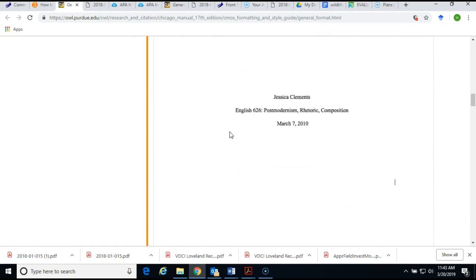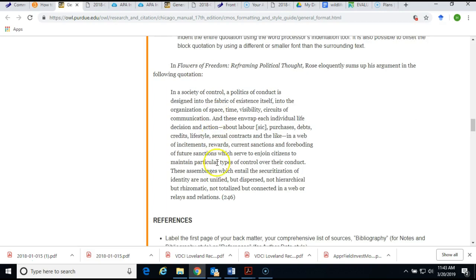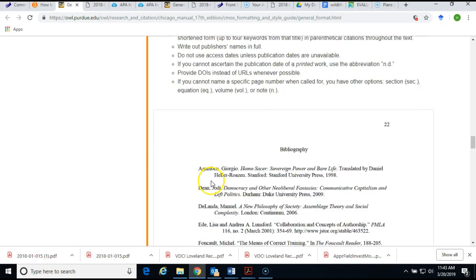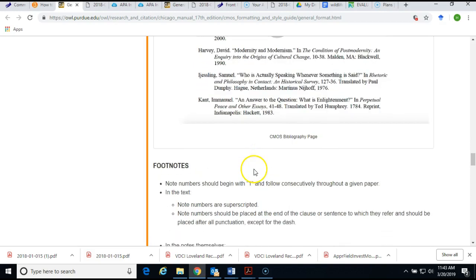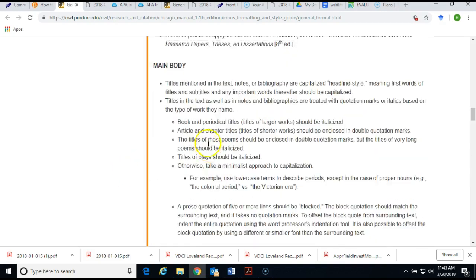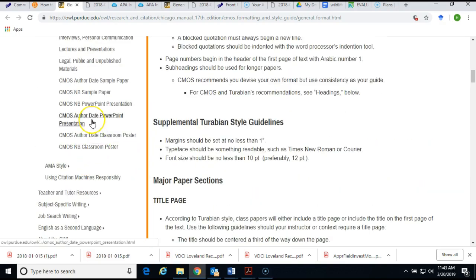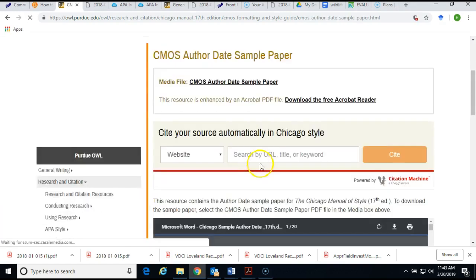Here's examples of my title page. Here's examples of how to refer to things in a text, how to do quotations, which you'll rarely do in scientific literature, how to put your reference section in order, and an example of what that bibliography might look like. Okay, and again, we're not doing the footnotes section. And the other thing I want to point out on this page is I can come over here and get an example sample paper. So here is a sample paper.